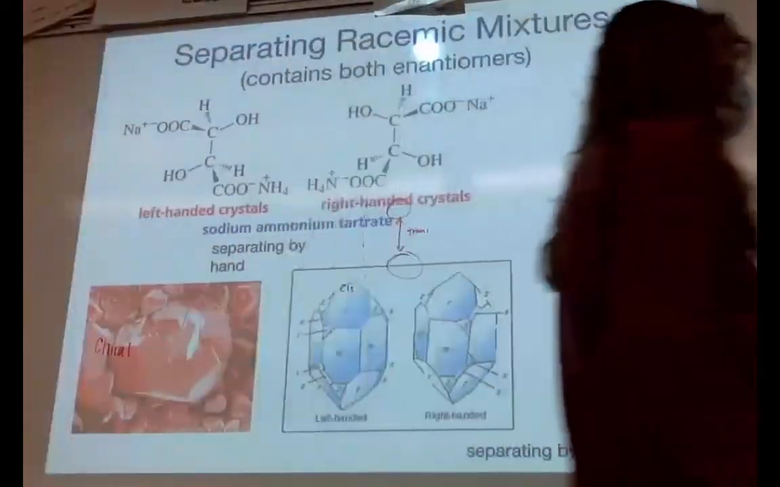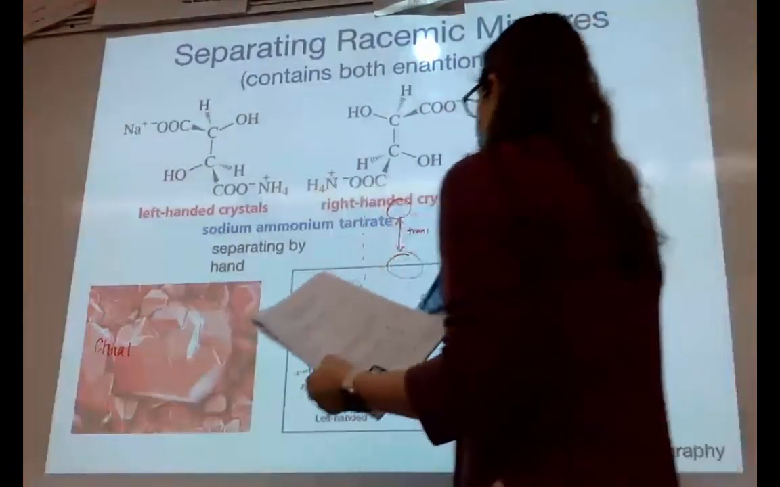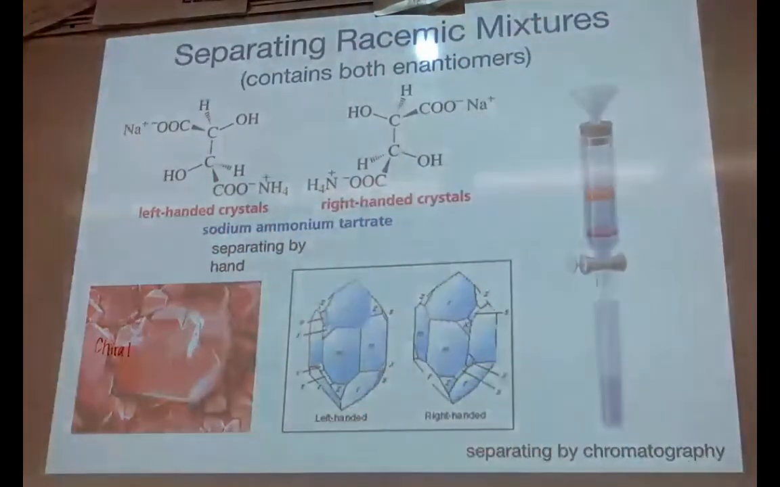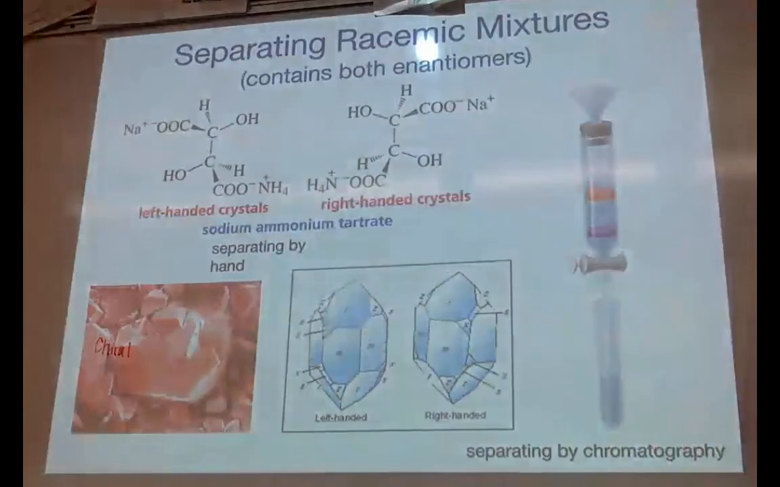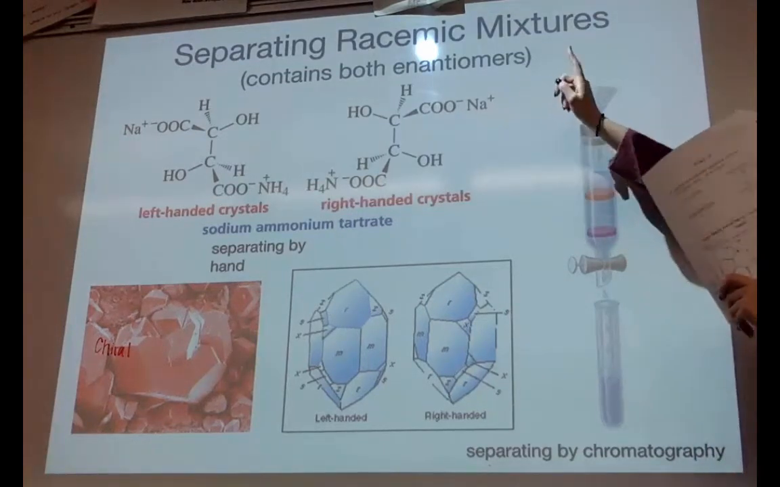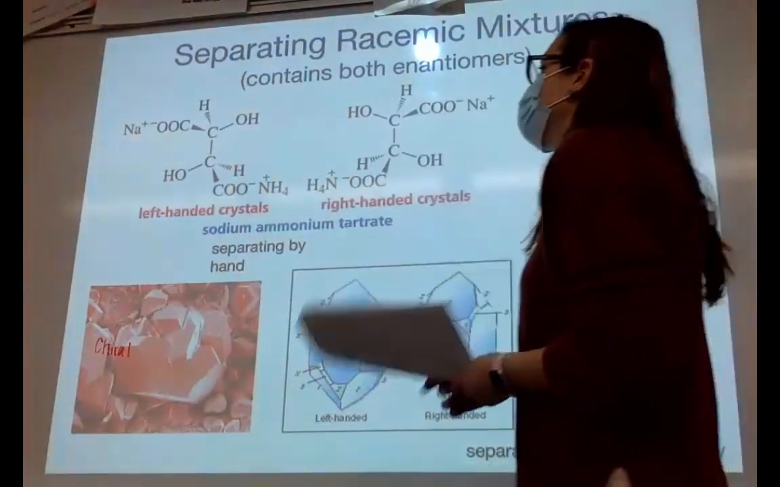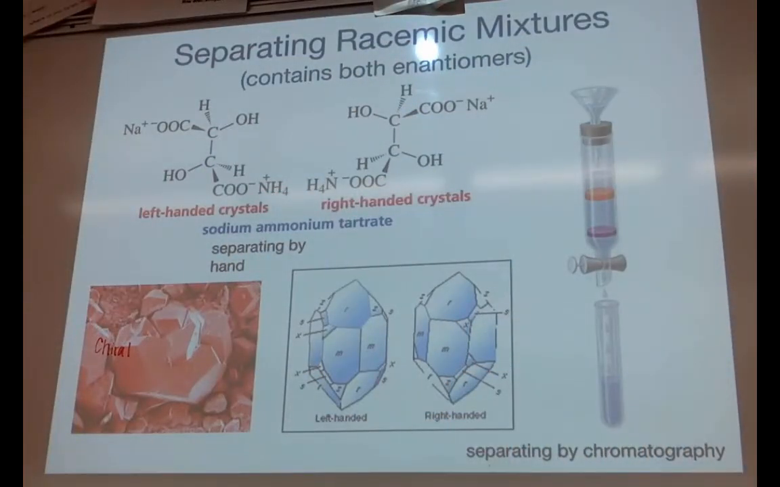Now, very quickly about racemic mixtures. We're not going to get into the full process of separating them, but a racemic mixture is a 1-to-1 ratio of both enantiomers. So here we're going to talk more about what it means for something to be left-handed and right-handed. But we have the left-handed crystals, the right-handed crystals. A racemic mixture has a 1-to-1 ratio of both of those.